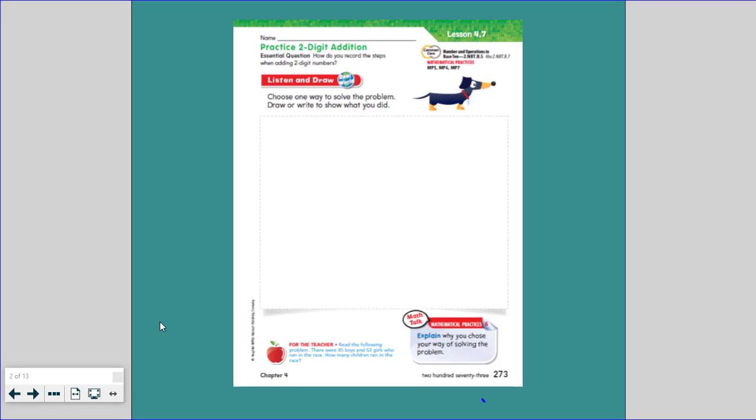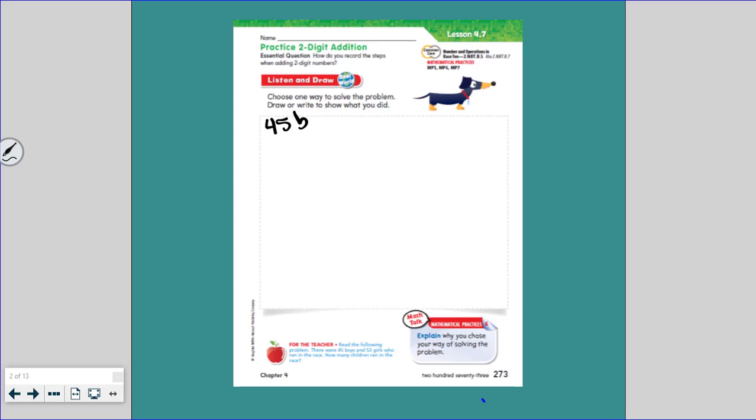and you can use any way you want to try to solve this problem, okay? You're going to choose the way to solve the problem, and you're going to draw or write the way that you solve this problem. So here we go. Here's the problem that I'm going to give you, and I will take notes for you, okay? There were 45 boys, so I'll make some notes for you.